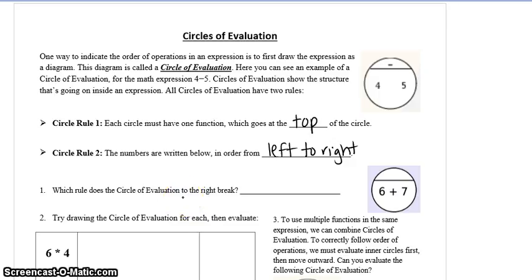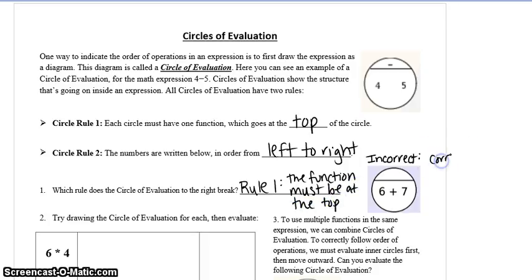Which rule does the circle of evaluation to the right break? So we're being told basically that this circle of evaluation is incorrect. So what's wrong with it? Is it breaking circle rule 1 or 2? Hopefully you figured out that rule 1 is the rule being broken. The function in this case, in all circles of evaluation, must be at the top.